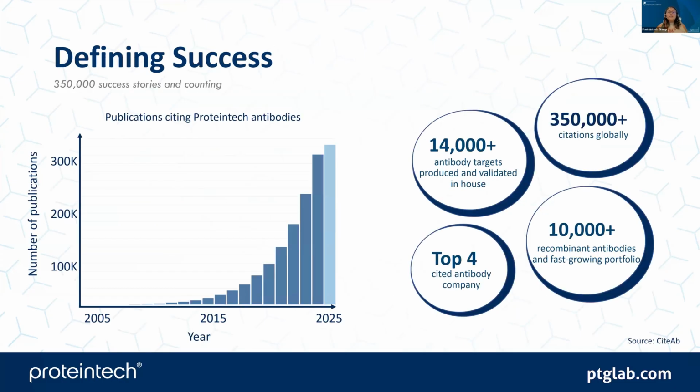As a company, we measure our success by our customers' scientific success, specifically by helping them publish impactful research faster. This graph here on the left shows that over our company history, our products are featuring in more and more publications each year. And as of now, we have 350,000 publication citations, making us one of the top 5 cited antibody companies and also one of the fastest growing companies in product citations.